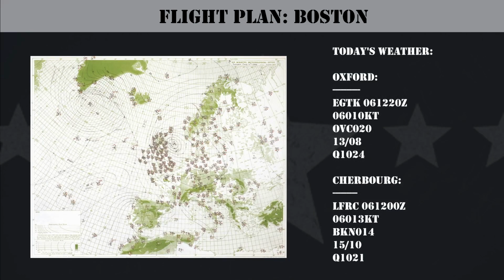Weather today in Oxford is not so bad, 060 degrees at 10 knots. It is overcast, though, in Oxford. Cherbourg is the nearest airport that I can give you to our actual drop zone. And the winds there are 060 at 13. It is broken at 1,400. So it looks like it's going to probably be an okay day for the drop zone. But coming back in, it's going to be cloudy.